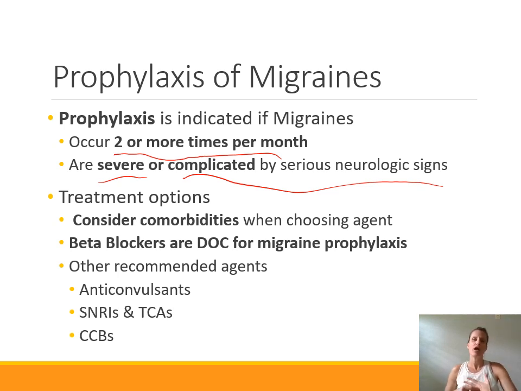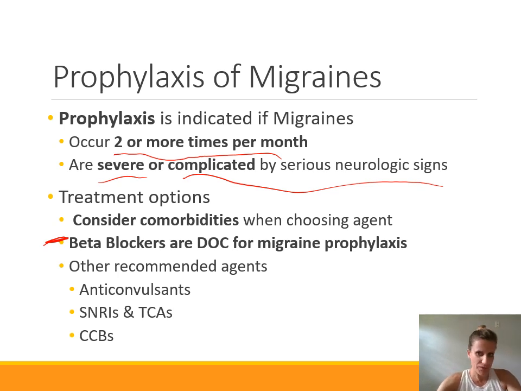When we look at treatment options to use for prophylaxis, there's no one prophylactic agent that's best. There are various types of agents that we use. And you really should look at the patient's comorbidities and their specific needs when choosing the specific prophylactic agent. Beta blockers are generally considered the drug of choice for migraine prophylaxis because of their safety and efficacy and just the fact that we've studied them a lot for this purpose.